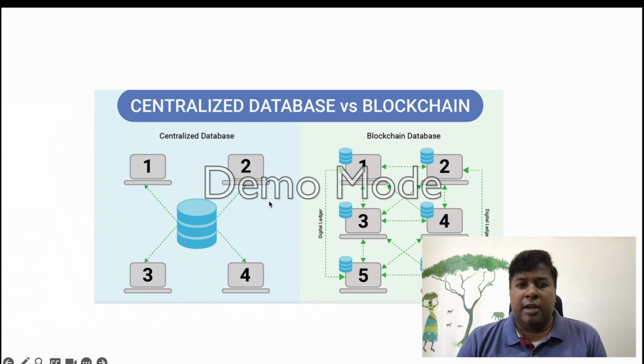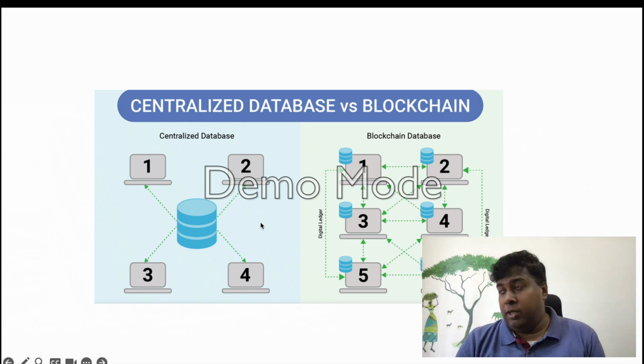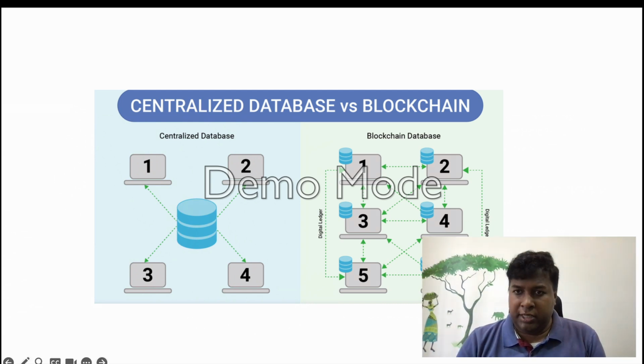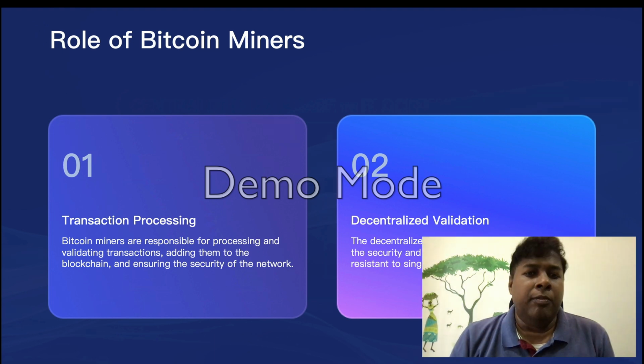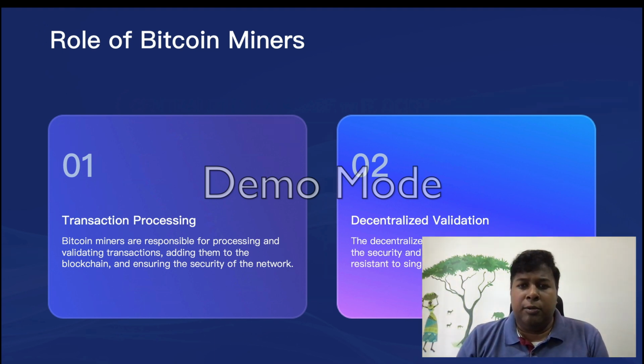So if you have a centralized database, it is in the center and everybody accesses it, right? Don't banks use it, Visa, MasterCard, all these things use it. But when you come to a blockchain database, the copy of it is stored in many different machines across the world, right? All these miners hold this, right? So that is why it is called a decentralized database. And the role of Bitcoin miners is that they're doing a decentralized validation, they're doing transaction processing.